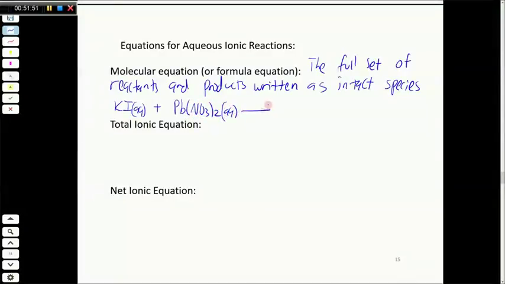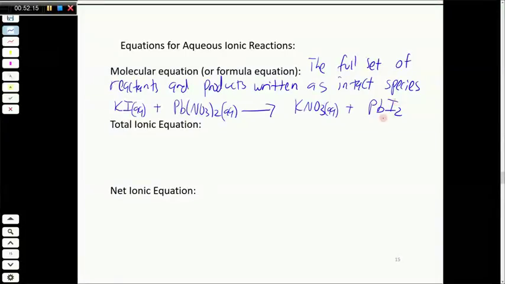And then, as we said, the two possible products are KNO3. We swap the cations and the anions with each other. KNO3 is soluble. Potassium is always soluble. Nitrate is always soluble, so no question about this one. And the other product is PbI2. And as we said, lead compounds are almost always insoluble unless they're with one of the special anions.